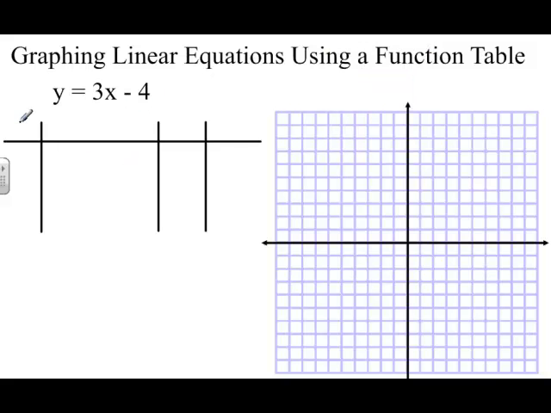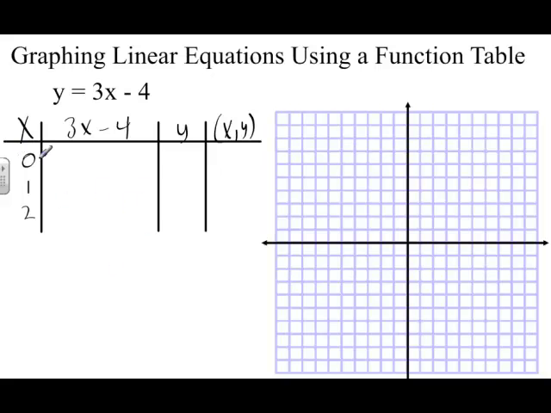Okay, we know this is going to be our x column. Here's our function, 3x minus 4. Here's our y column, and here's our ordered pair column. So we can pick the points we want for the x. So I'm going to pick 0, 1, and 2. I don't really want negatives, but I want a 0 there. Okay? And in a minute, we'll show you why.